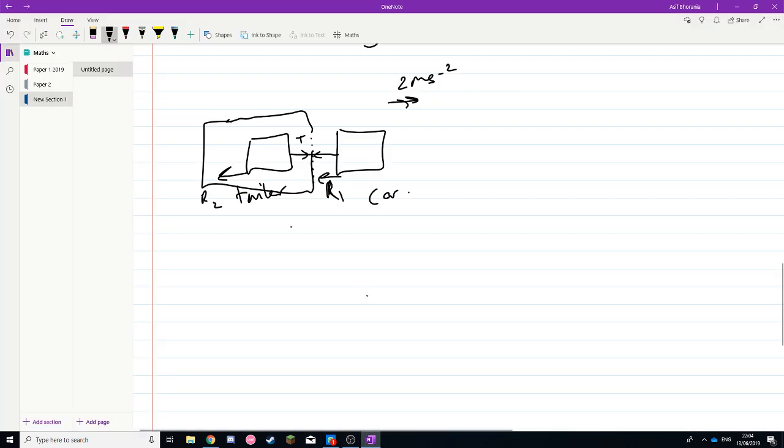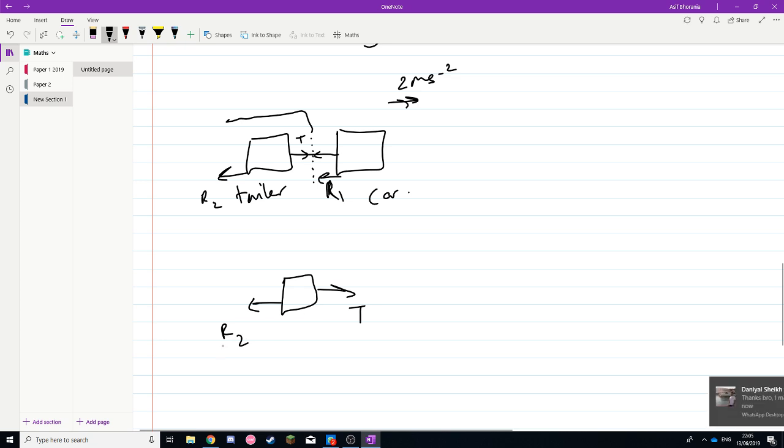As I was saying, we can consider these two objects moving as separate objects. Now we consider that this trailer is being pulled along by this rope with the force of T, and its resistance is R2. This acceleration applies to the trailer because the rope or the rod connecting them is inextensible, or a light rod. If it says rod, that also means inextensible, because we assume rods to be inextensible. So this has a force T and another force R2, the resistance that is given.